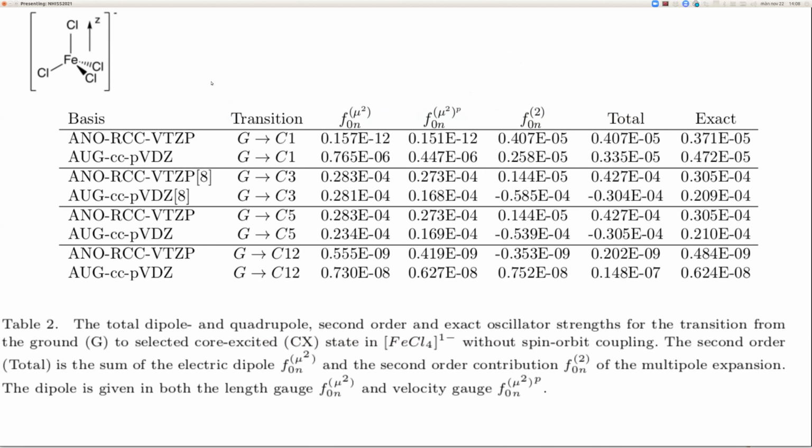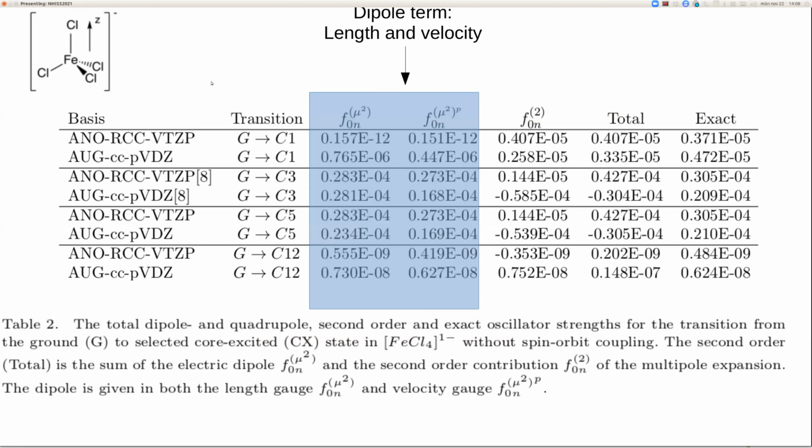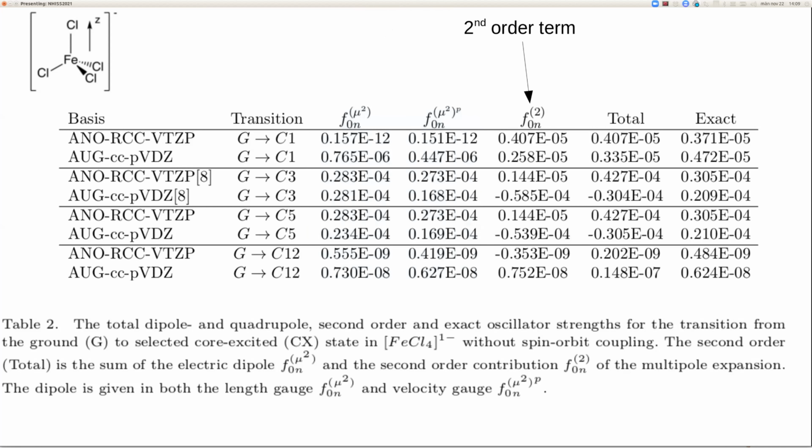I'm going to go through the table here. So we're going to have dipole or 0th order contributions here, to the left in the length representation, to the right in the velocity representation. In the best of worlds, these numbers should be equivalent. We're going to have the second order term, and here I'm adding together both of them, so we have a second order Taylor expansion of the oscillator strengths. Here we have the numbers computed with the exact operator.